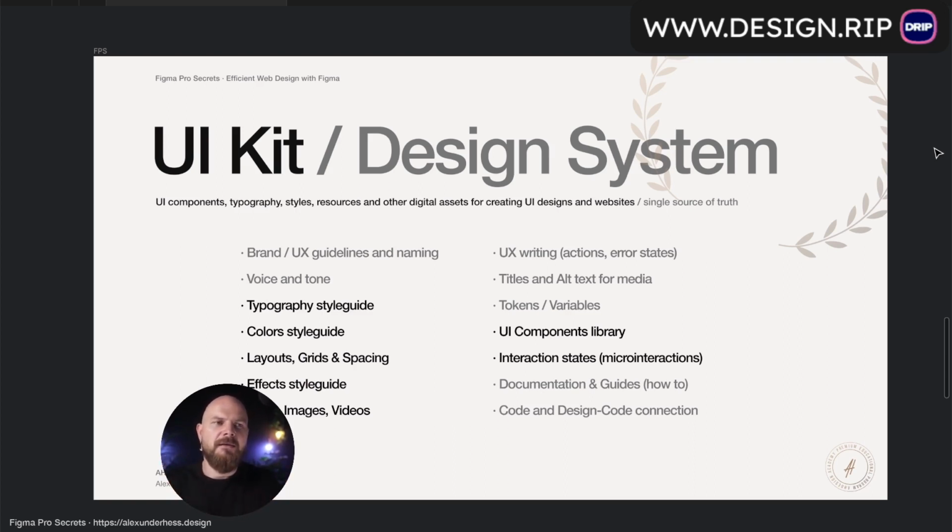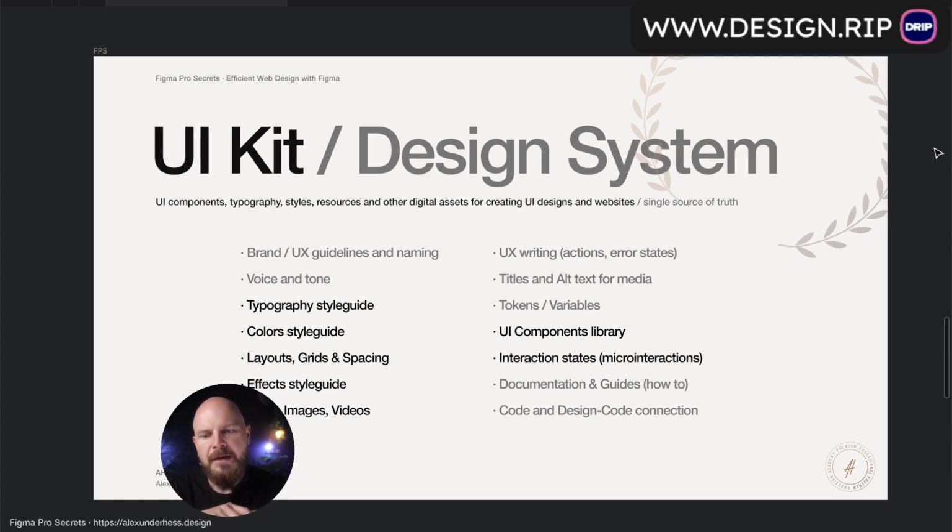The most important thing that you need to know about design systems and UIKit is in these two columns. In a gray color is everything about design system. In a black color is everything related to UIKit and design system. As you can see, UIKit includes typography style guide, color style guide, layouts, grids, and spacing, while it's part of typography, effect style guide, icons, images, videos, UI components library, and interaction states, micro interactions. So this is UIKit. And by the way, interaction states only if you want to add them.